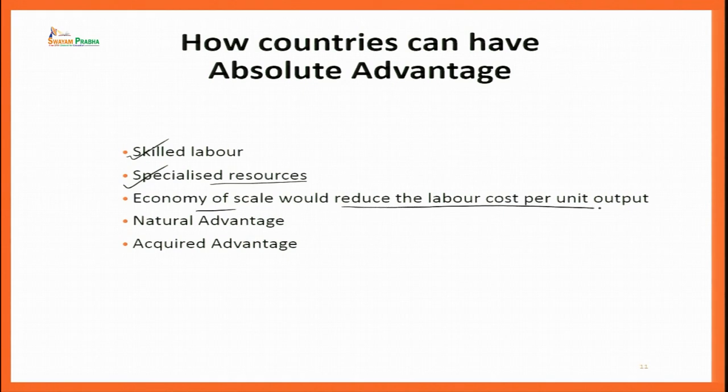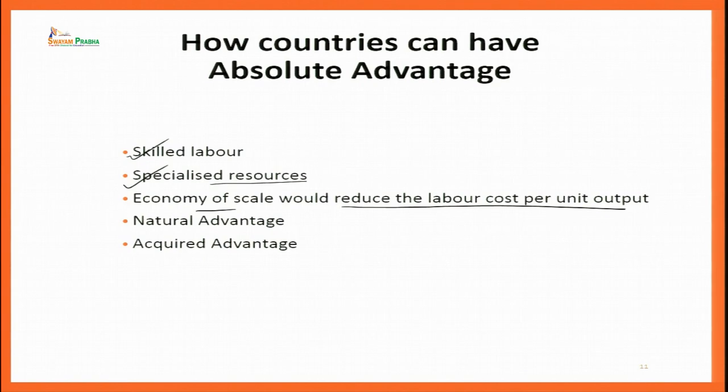Economy of scale is going to reduce the labor cost per unit of output. That is very obvious. The moment you gain efficiency in doing the production, the per unit cost is going to get reduced, because you might be doing the production in bulk and the same process is involved in doing the same production again and again, over and over again.